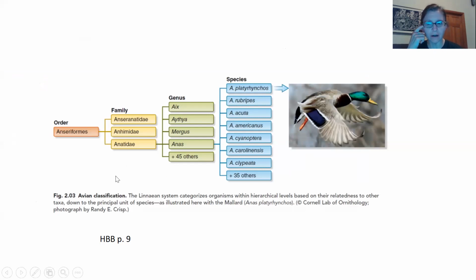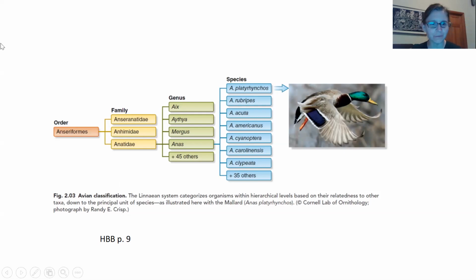This is a nested classification system. It starts with domain, and then we still use the concept of kingdom in many cases. And so birds are animals, they're in the animal kingdom. And then on down to phylum. Birds are in phylum Chordata. And then to class, birds are in class Aves.